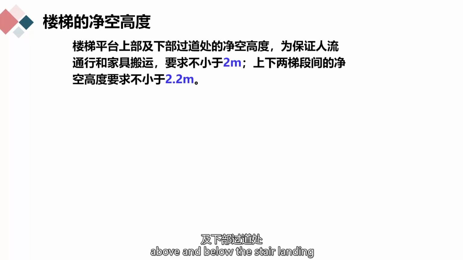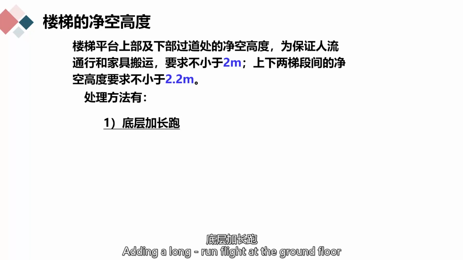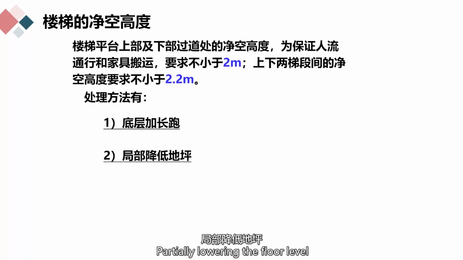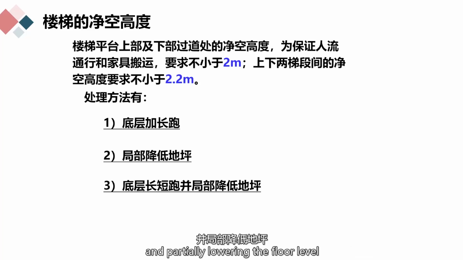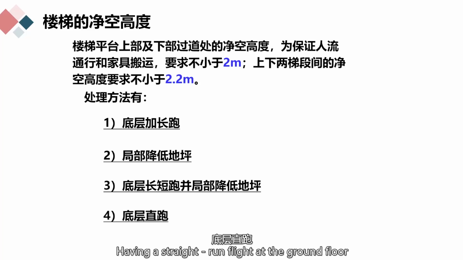The headroom height of the stairwell case, the headroom height above and below the stairwell landing and in the aisle, should be not less than 2 meters to ensure the passage of people and the movement of furniture. The headroom height between the upper and lower flights of stairwell case is required to be not less than 2.2 meters. Treatment methods include adding a long run flight at the ground floor, partially lowering the floor level, having a long and short run flight at the ground floor, and partially lowering the floor level, having a straight run flight at the ground floor.